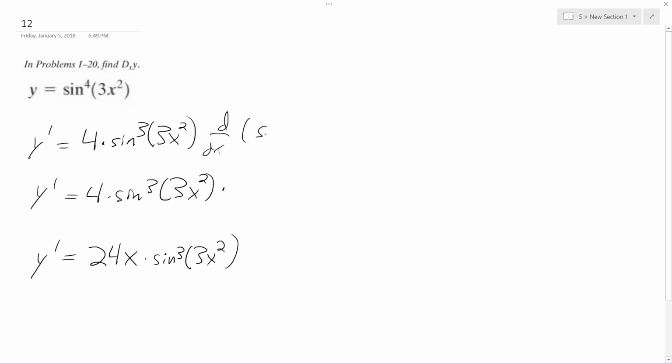That should be sine of 3x squared. And ultimately what we get, when you take the derivative of that, it becomes cosine 3x squared. And so then we got cosine.